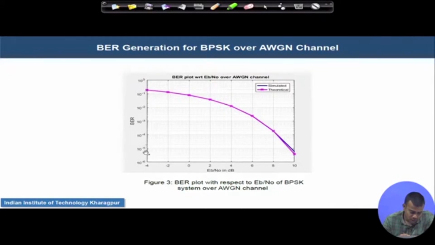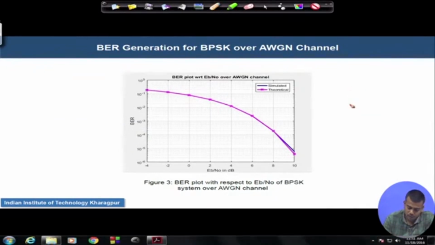That means out of 10 power 6 bits, if you take the probability of error as 10 power minus 5, that means out of 10 power 6 transmitted bits, only 10 bits are in error. 10 by 10 power 6 is 1 by 10 power 5, that is 10 power minus 5. To generate that probability of error, you require an Eb by N naught of around 9.4 or 9.5, something like that.